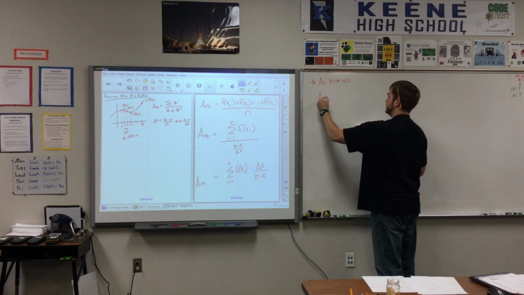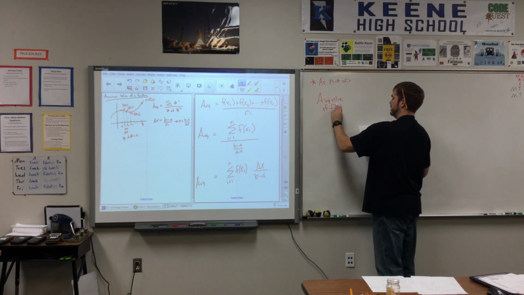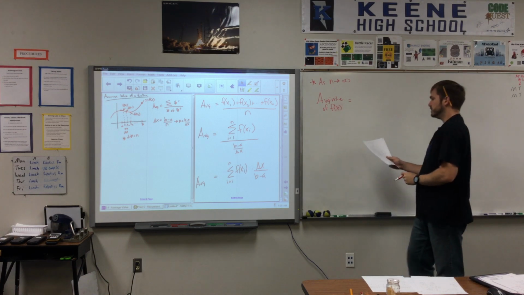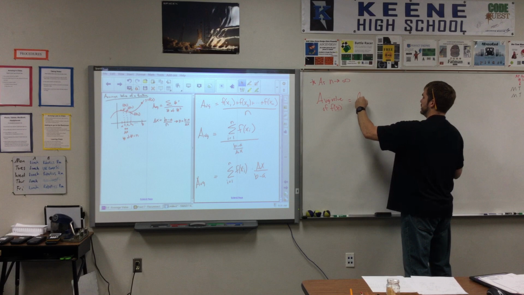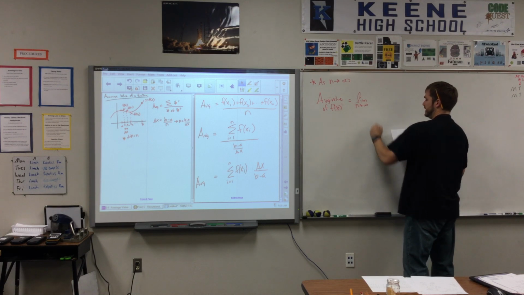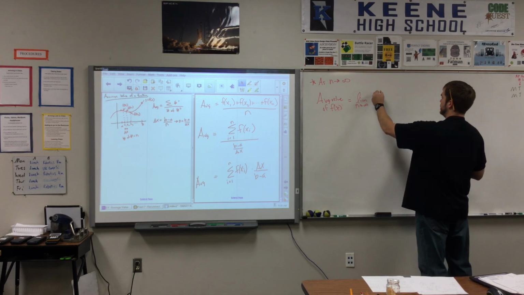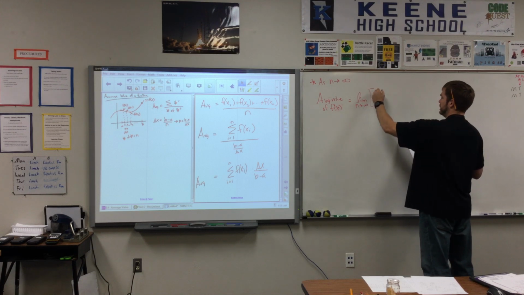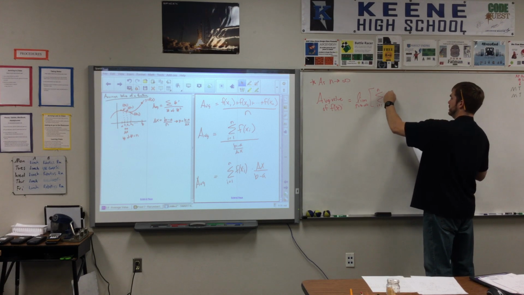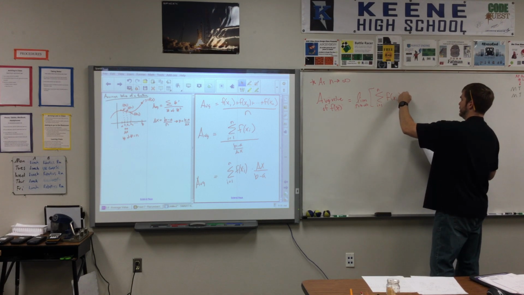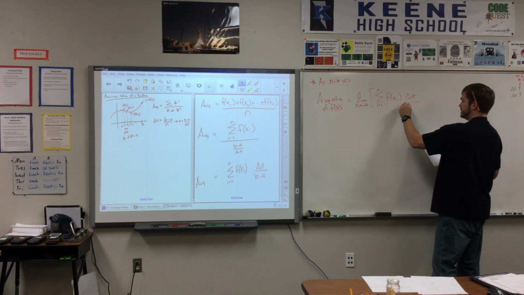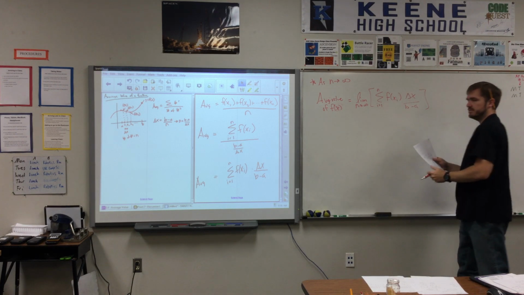Average value of f of x equals the limit as n approaches infinity of the summation from i equals 1 to n of f of x sub i times delta x, divided by b minus a.